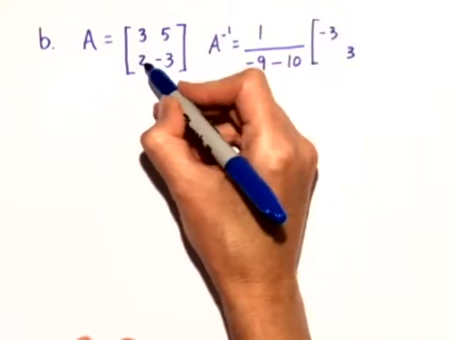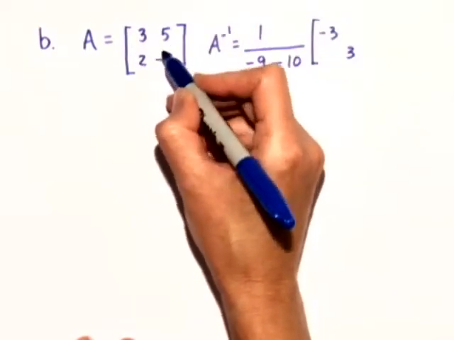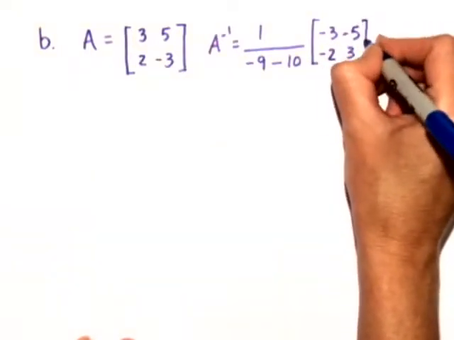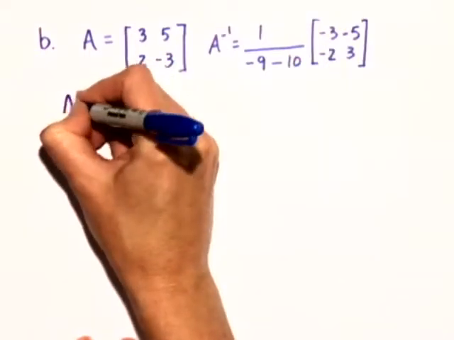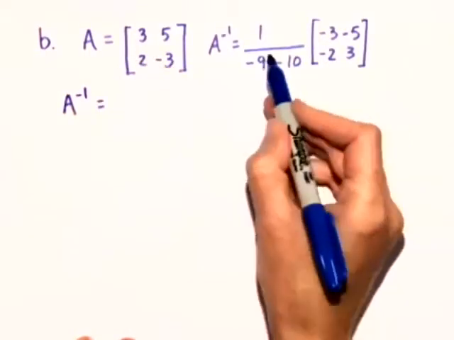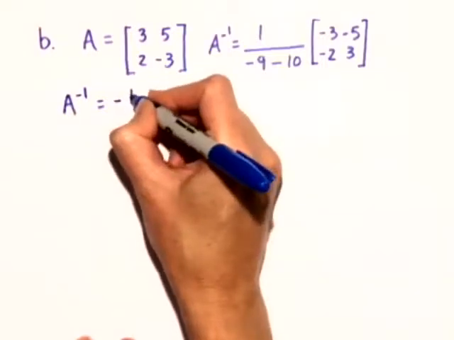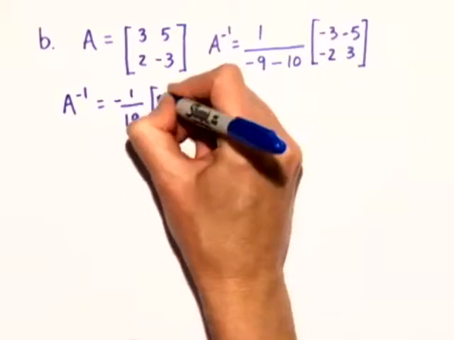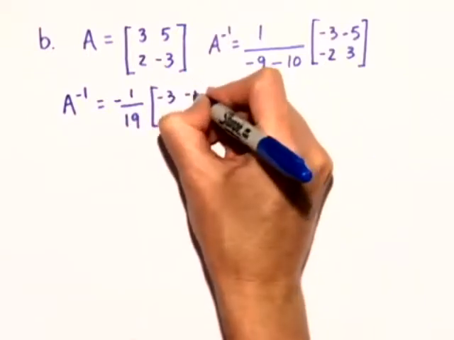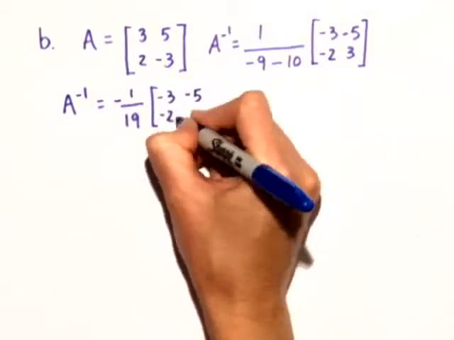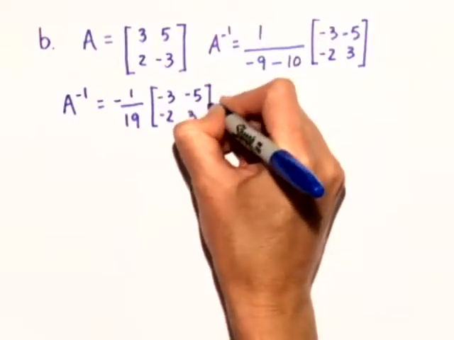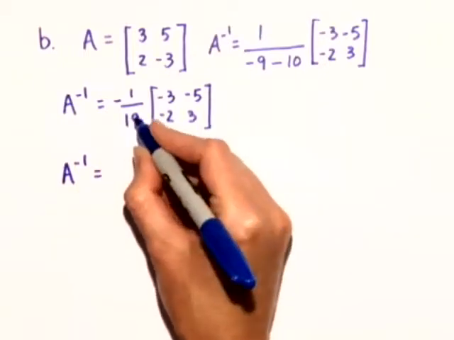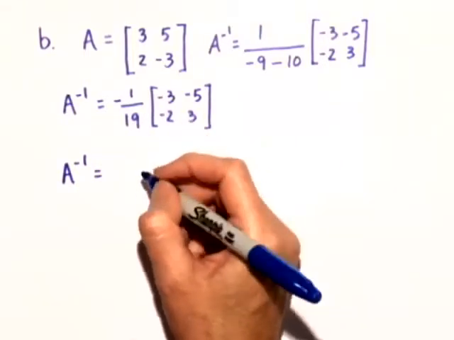And then along the other diagonal, we just take the negatives of those two elements. So we have negative 2 and negative 5. And we can simplify this A inverse. We'll get 1 over negative 19, or simply negative 1/19, times the matrix containing the elements negative 3, negative 5, negative 2, and 3. And we can rewrite that A inverse by distributing or multiplying that negative 19 through.